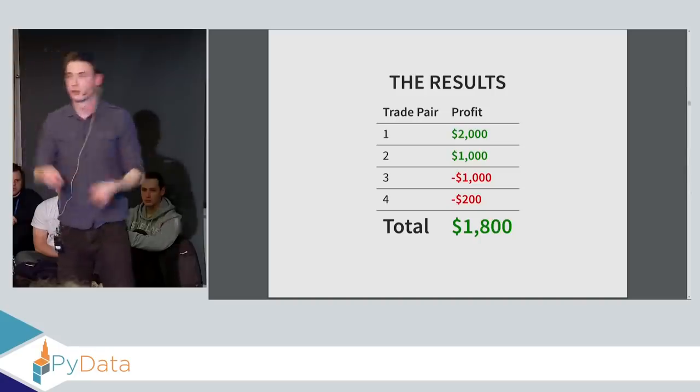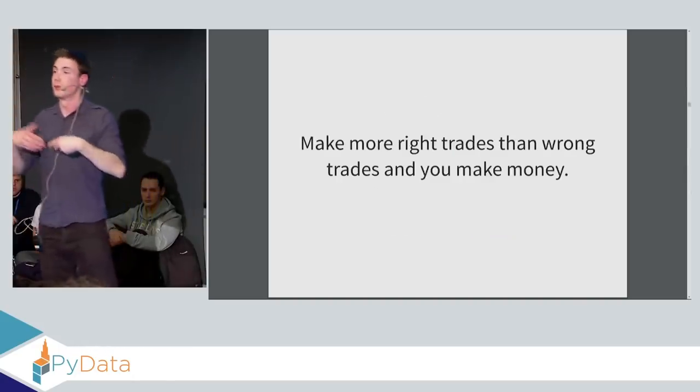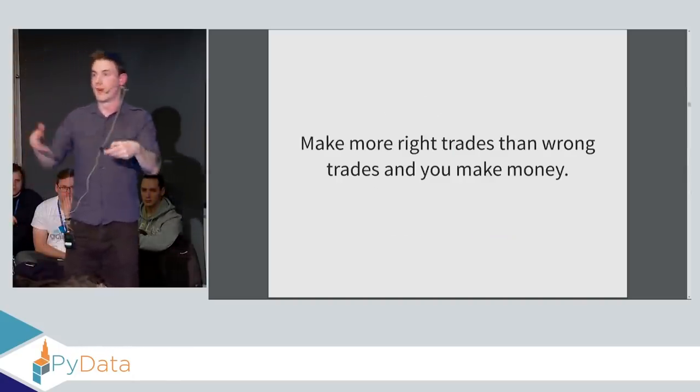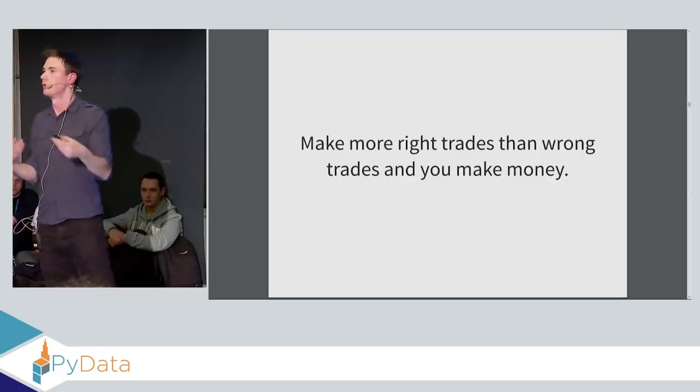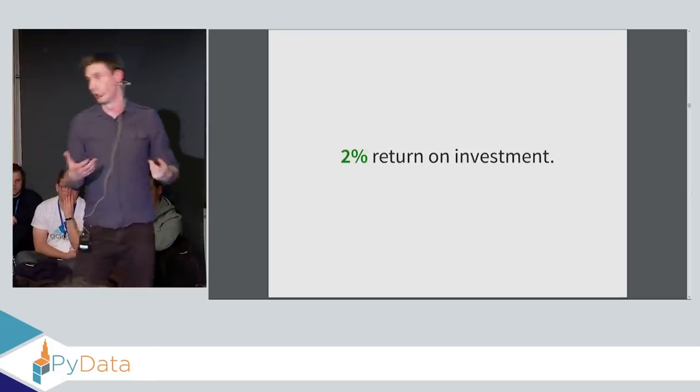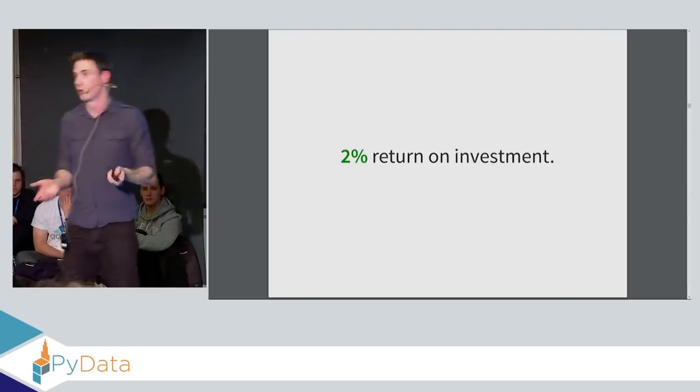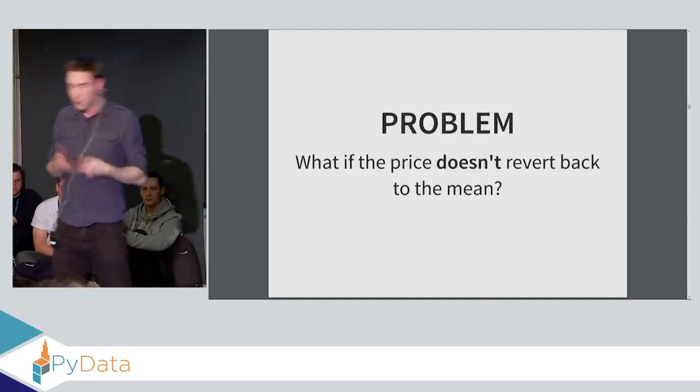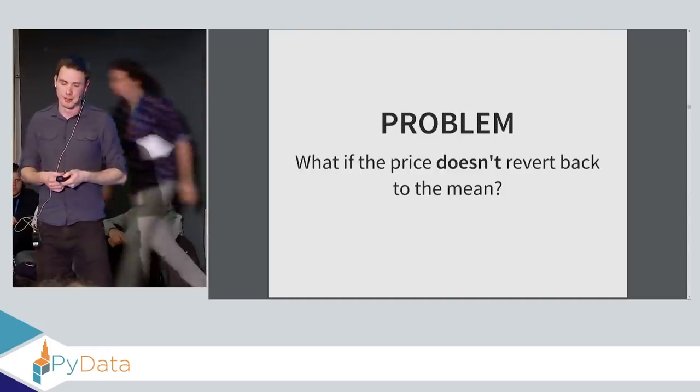Some of them make money, some of them don't. The key here is that you make more right trades than wrong ones, so you've guessed that it's reverted back to the mean more than you've incorrectly guessed that, and then you make money. So in this case, in these 2 weeks, we made a 2% return on investment. Not bad. But the problem is the price might not actually revert back to the mean.